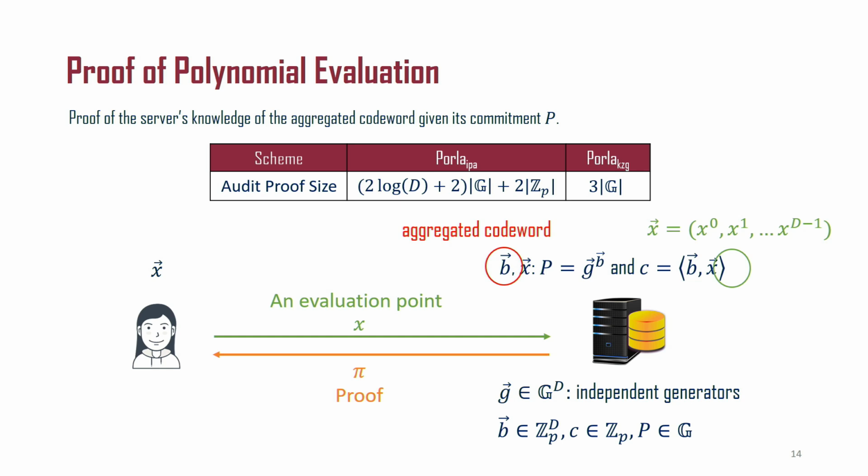And this is the size of using the two schemes. Our scheme using inner product argument in Bulletproofs creates a proof of size 2 log D plus 2 group elements and 2 elements in Z_p. And our scheme using KZG creates a proof of 3 group elements.